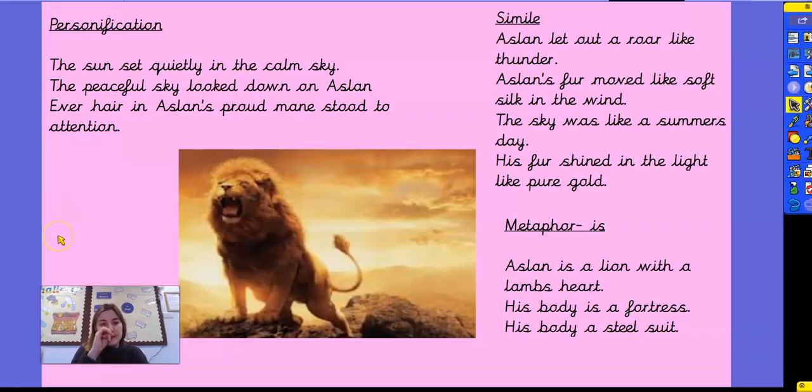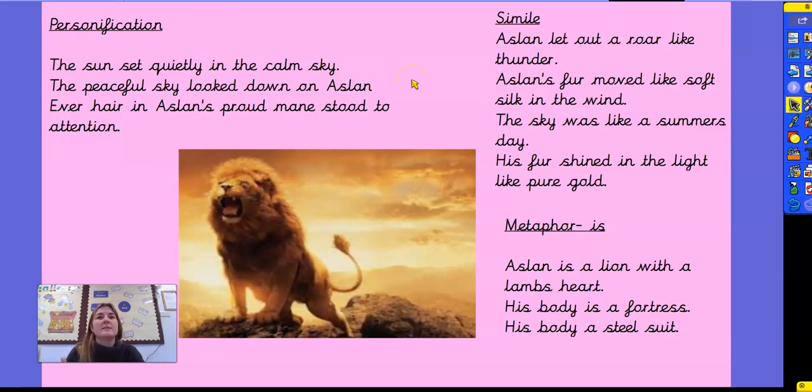So I said, the sun set quietly in the calm sky. Now, the sun can't really set quietly. I mean, you don't hear it, but it might also mean that, you know, no one noticed that the sun was setting. And in a calm sky, again, the sky can be calm because of how it looks, but not calm in a feeling. So that was a good evidence of personification. And I also said that you could use the peaceful sky because it looks very peaceful and it looks like it's very calm.